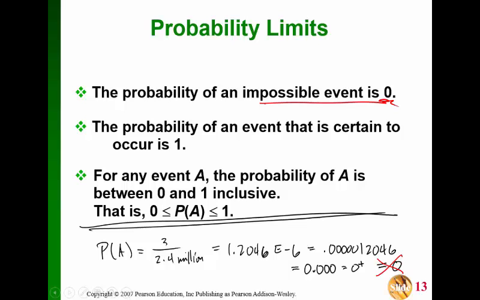Give me an example of an impossible event. Winning the lottery, it's only impossible if you don't play. A man having a baby. Never happened, right? Never will. I don't think so. So that's an impossible event.